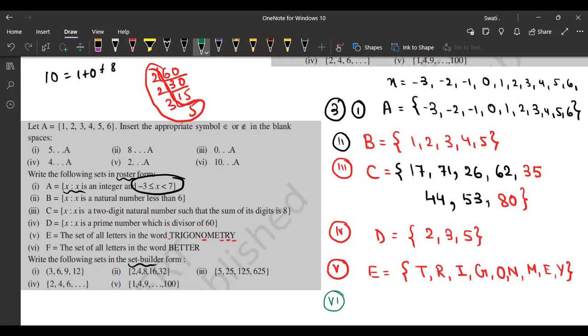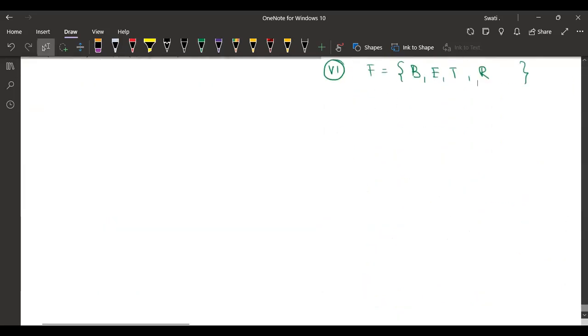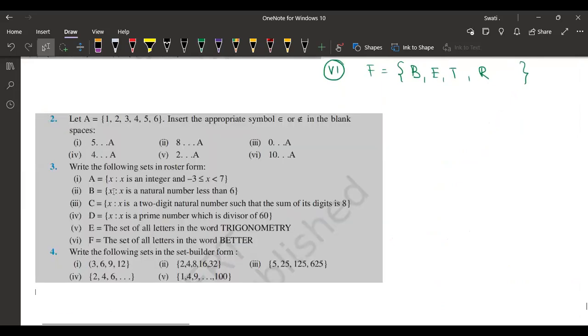Next is question number 6. The set of all the letters in the word better. Of course, you know that you have to write all the letters just once. So let's write B and then E and then T, and then again T we will not write, again E we will not write, and R. So it's just B, E, T, R, right? So we are done with the third question as well. Now let's move to the fourth question.